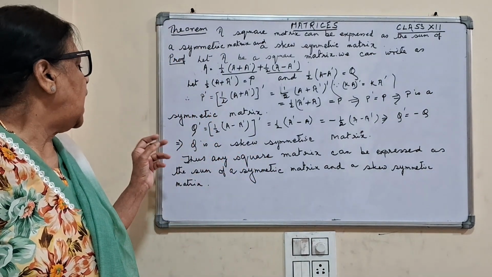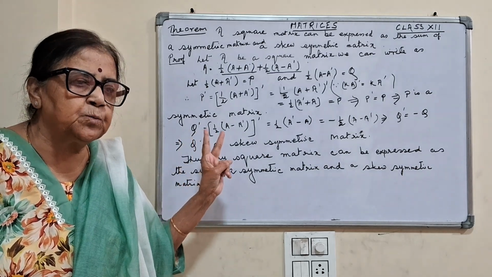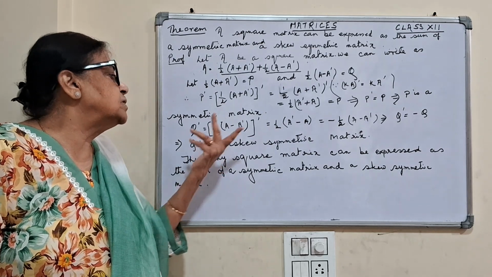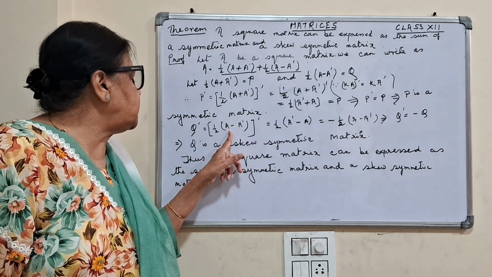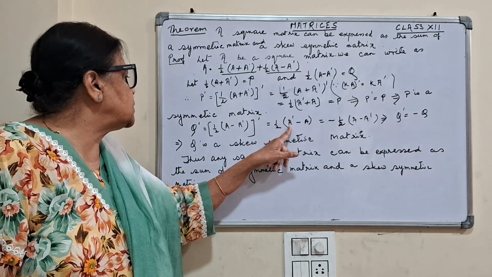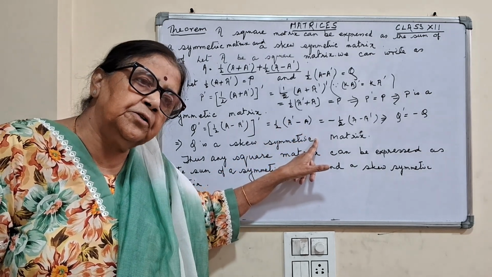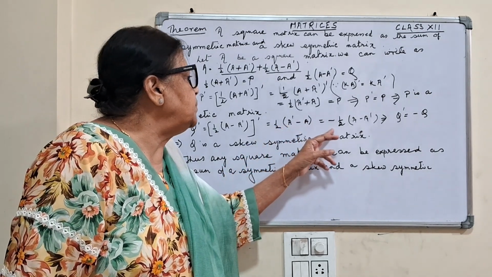Okay. And Q dash is equal to half of A minus A transpose, whole transpose. Again, half transpose is half only. And A transpose minus the transpose of A transpose is the matrix itself. I take the minus sign common.